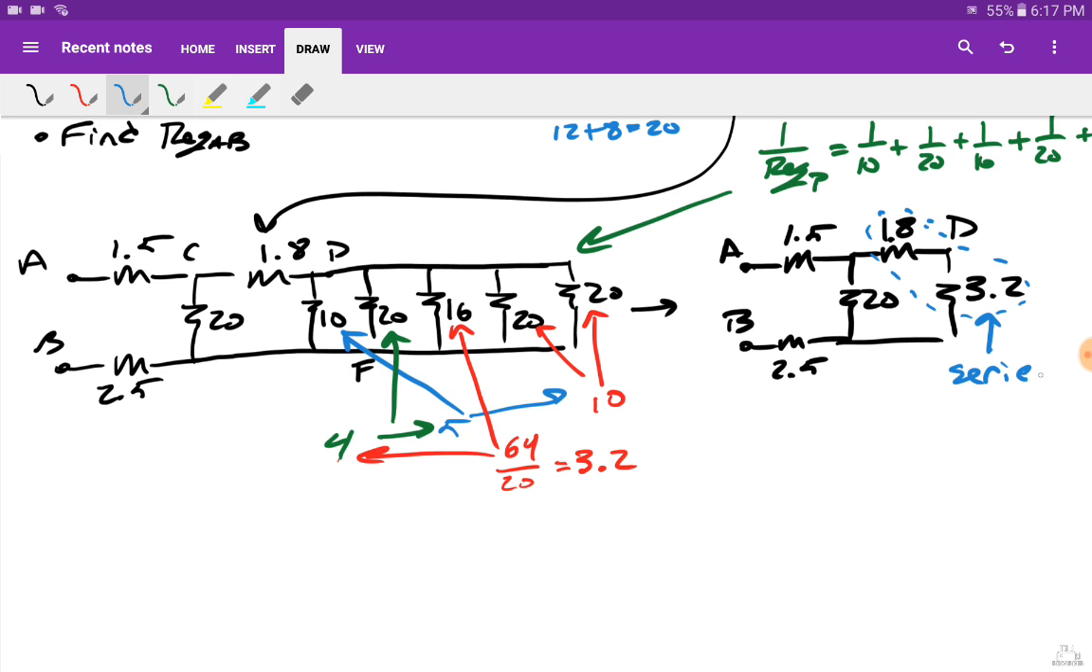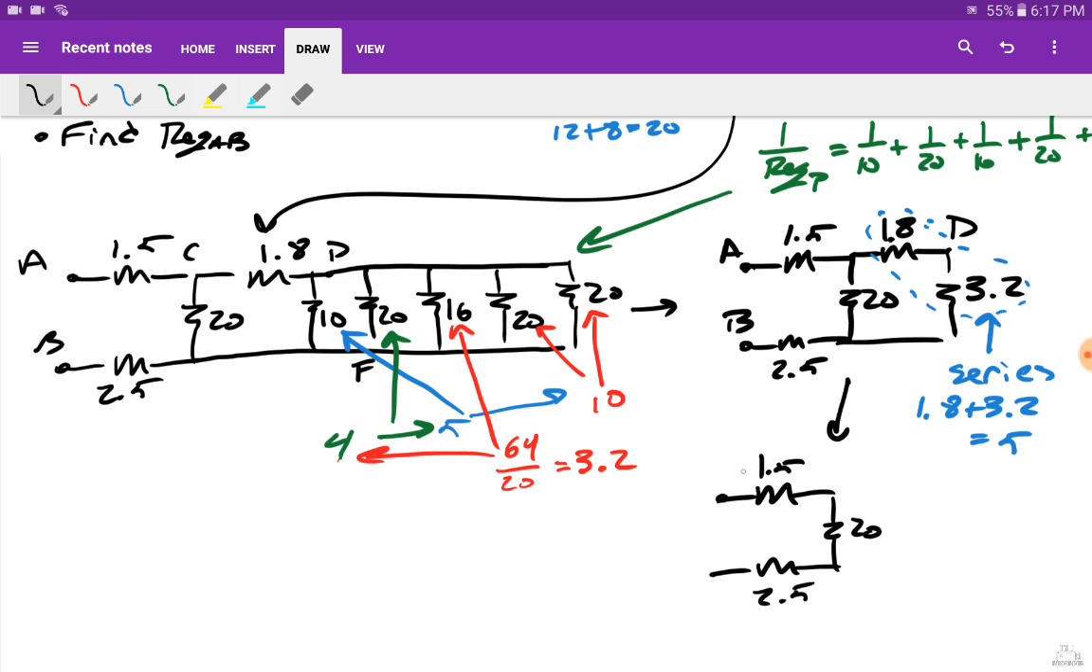Okay, series. I'm going to have 1.8 plus 3.2, and that's going to equal 5. All right, so I'm going to have a resultant 5 sitting there in parallel. Well, I shouldn't say it yet with the 20. So here we go. This is my 20. This is my 2.5, my 1.5. This is my A and B still. And now what was 1.5 and 1.8 and 3.2 is now reduced to one resistor of just 5.